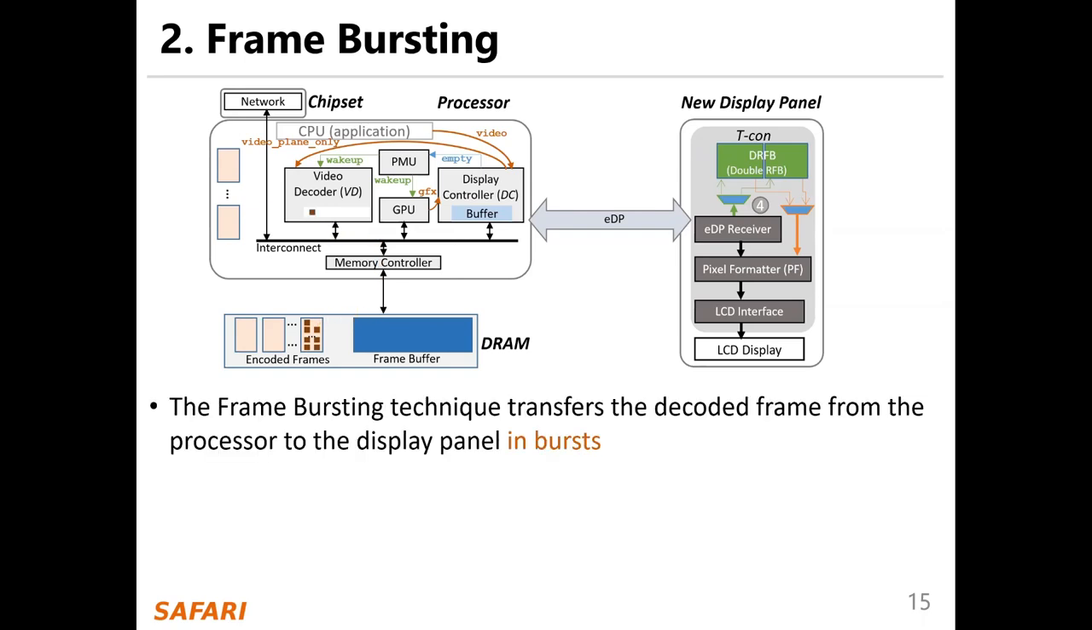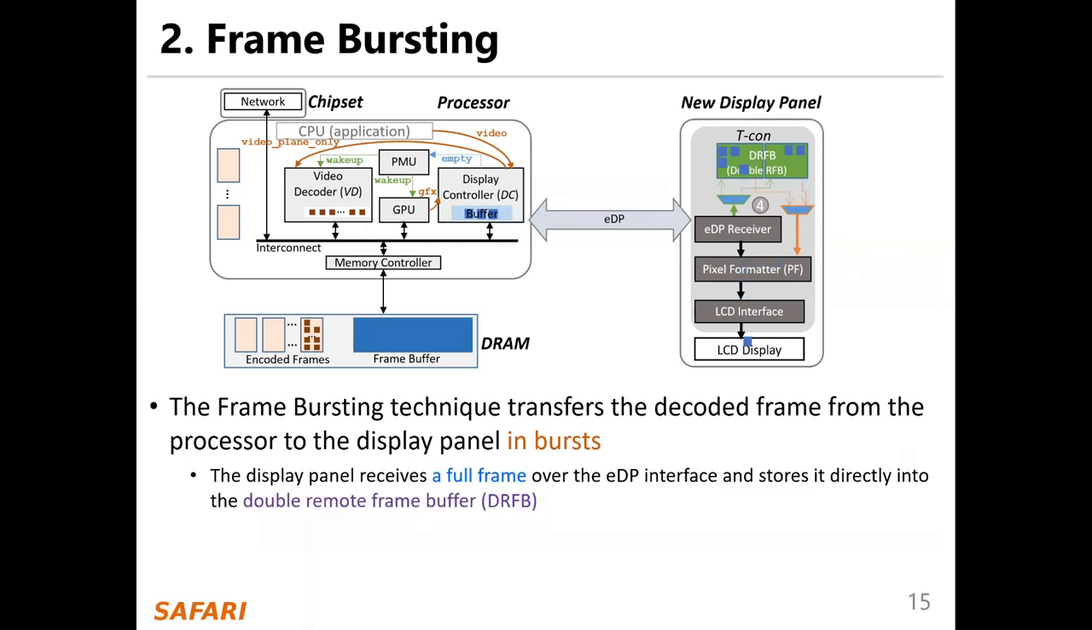The frame bursting technique transfers the decoded frame from the processor to the display panel in bursts. The display panel receives a full frame over the eDP interface and stores it directly into the double remote frame buffer.